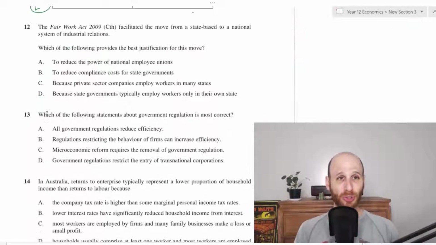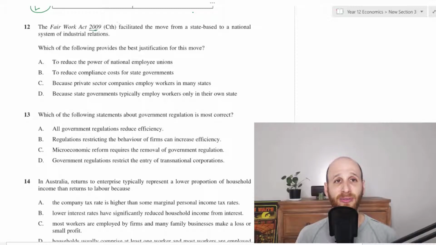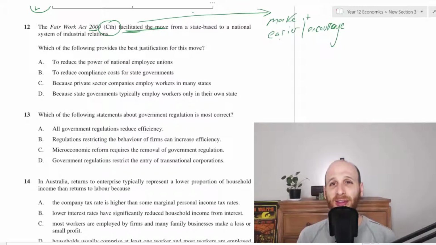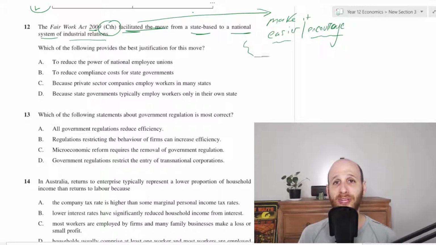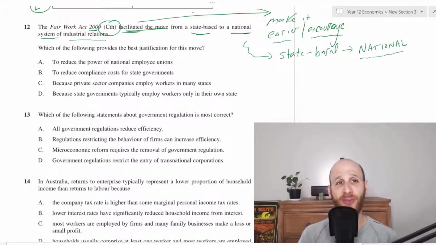Okay, here we go. Question 12. The Fair Work Act 2009, Commonwealth, facilitated the move. If I facilitate something, I make it easier, I encourage it. So this legislation encouraged the move from a state-based to a national system of industrial relations. So I might put a little annotation here: from state-based to a national system. What are the reasons for this?